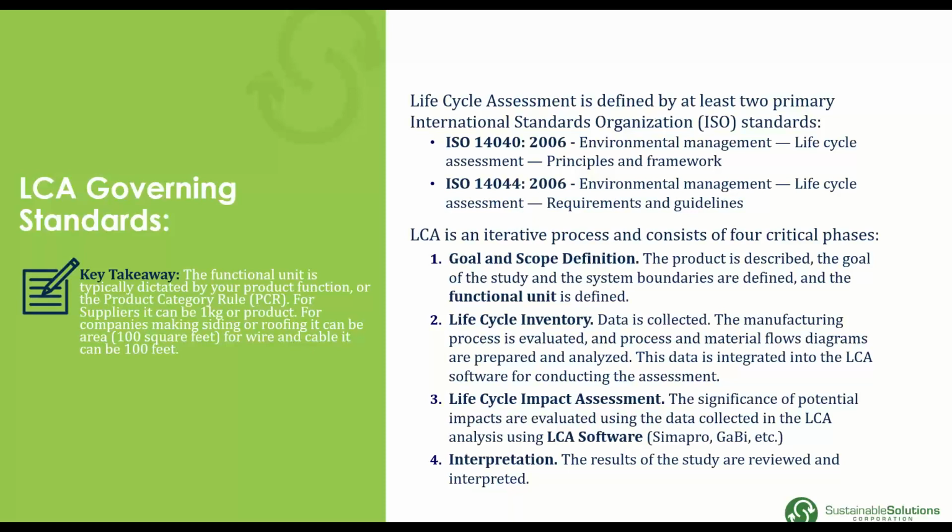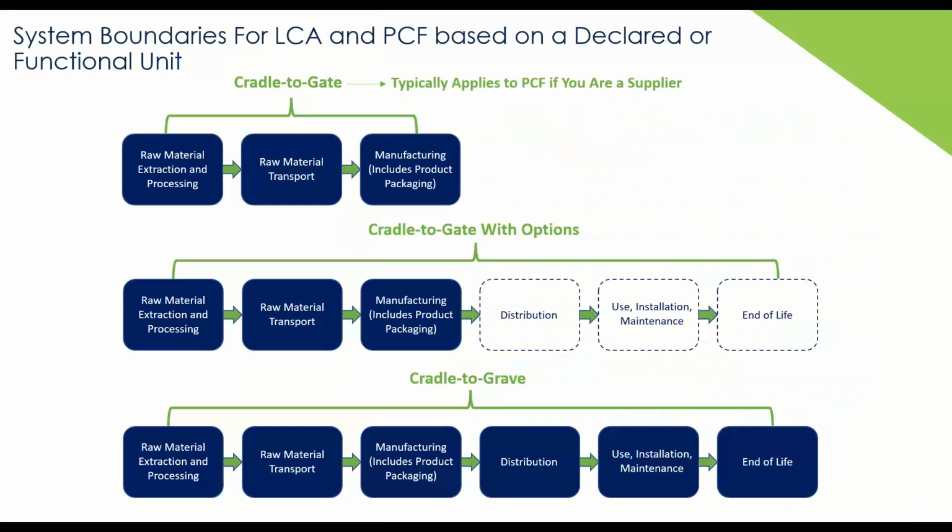And then we interpret the results, and it's definitely an iterative process. We have to go back and forth, and we need to understand the results. Do they make sense, and things like that. So when I mentioned system boundaries, when I'm talking about cradle to gate today, this is basically when we mention the term embodied carbon.